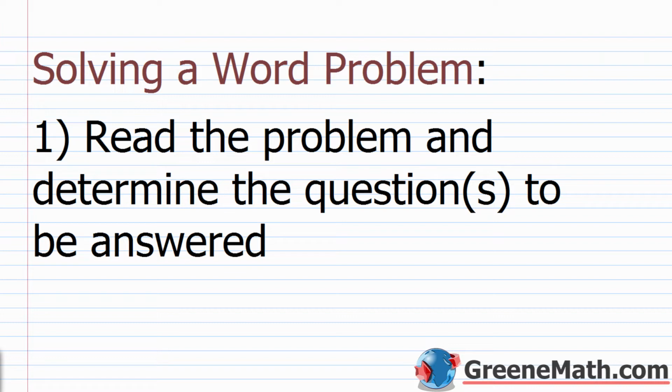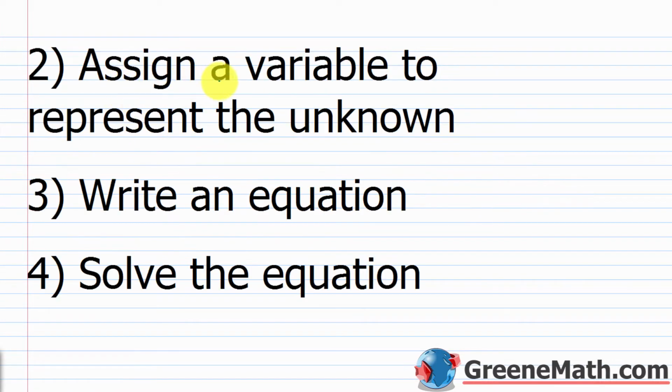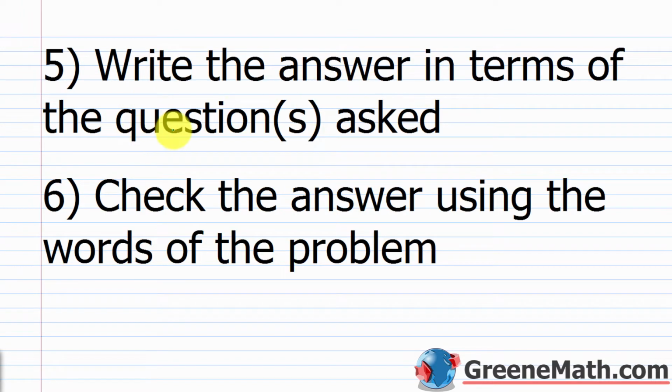So before we get started, let's revisit our guidelines for solving a word problem when you have to set up and solve a linear equation in one variable. The first thing you want to do is read the problem and determine the question or questions to be answered. Then we want to assign a variable to represent the unknown. And if you have more than one unknown, you're going to represent other unknowns in terms of that variable. Then we want to write an equation, then solve the equation, write the answer in terms of the question or questions being asked, and lastly, check the answer using the words of the problem.